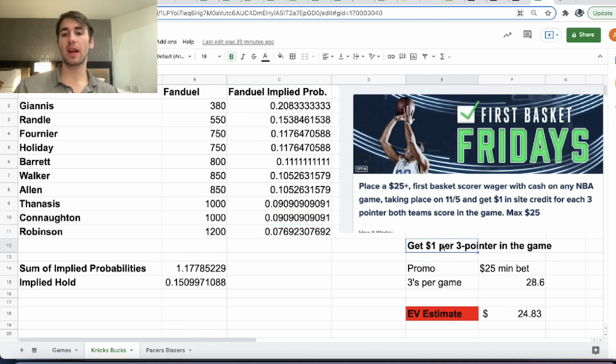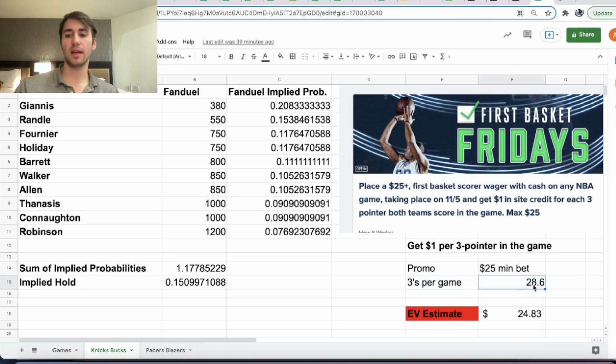So again, we're getting $1 per three-pointer scored in the game. We're ignoring the caveat that you get a maximum bonus of $25 just for the sake of example. And what we can see is just based on the threes, these teams are averaging 28.6 threes per game. We are expecting $28.60 in bonus credit from FanDuel.